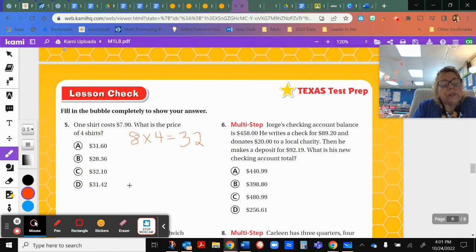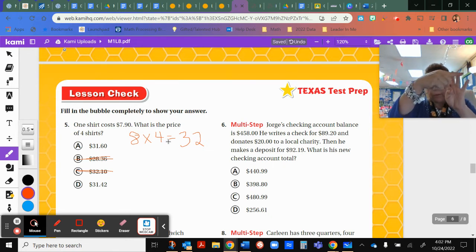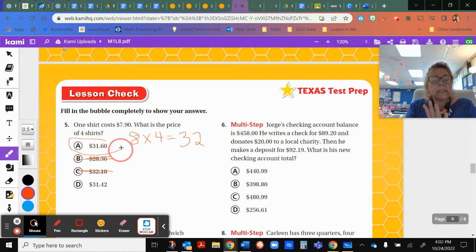So what would be the closest? We know it's not going to be $32.10. $28 is really low. And since it was a dime away, and I have 4 shirts, right? So 10, 20, 30, 40. So if I took 40 cents away from there, then it would be the $31.60. Another way of doing it is you can add $7.90 4 times with repeated addition.